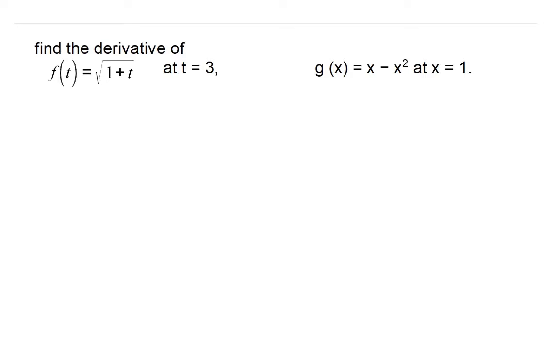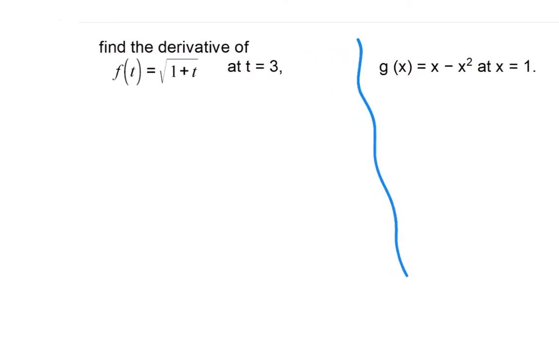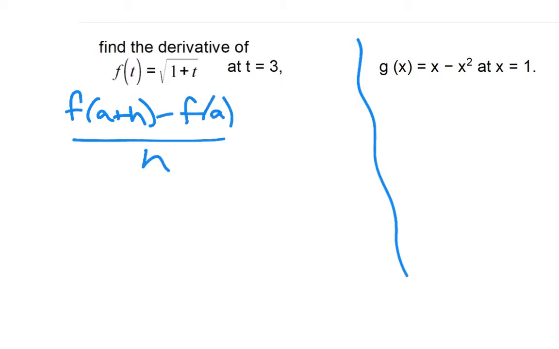So find the derivative of the functions here. I'm going to do the first one, and then I'm going to leave the second one for you guys to do and leave it as a question at the end of this for you to tell me what you got. So here we go. I want to use the difference quotient, f of a plus h minus f of a all over h. And so what I get is the square root of 1 plus a plus h minus the square root of 1 plus a all over h.